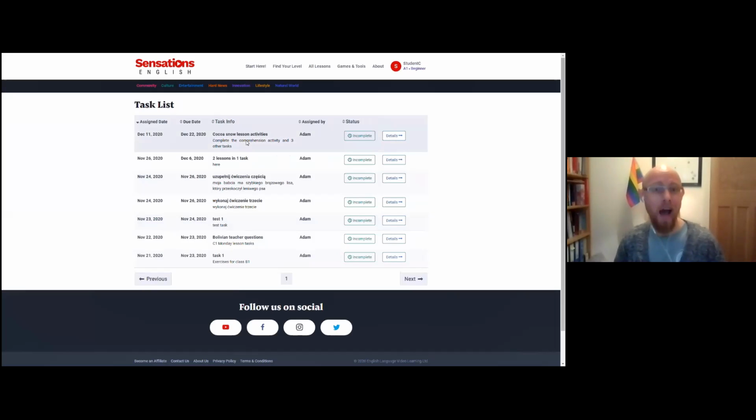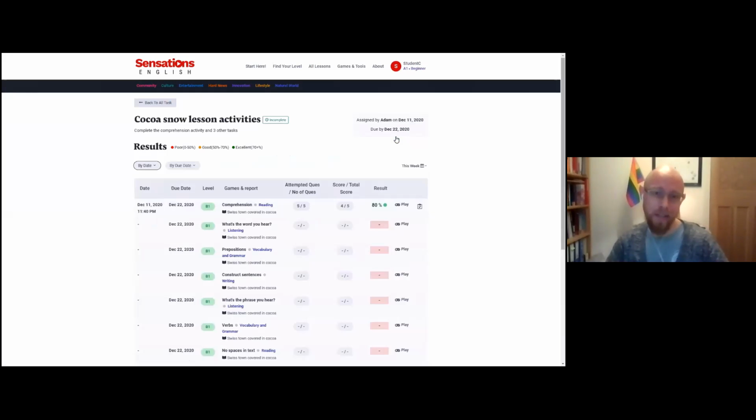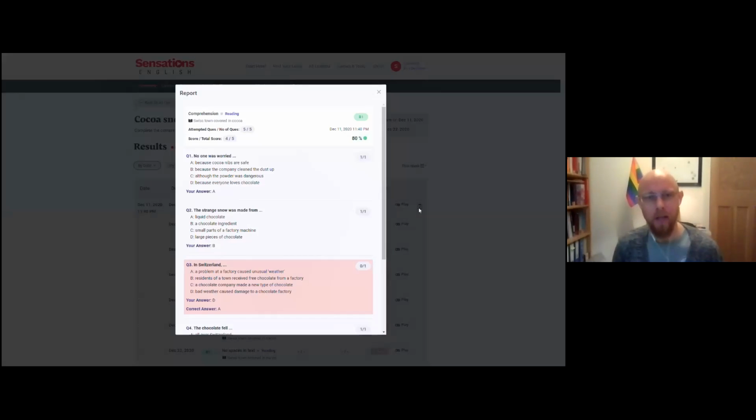And you can see my latest task from my teacher is the Cocoa Snow lesson activities. I click on the details button and it brings me the tasks I've got to do from the teacher. Now this teacher set every task for me. You can see I've done the comprehension activity and got 5 out of 5. I can get feedback in that little tick box on the right, and then I can choose another, and here's that tick box coming up.